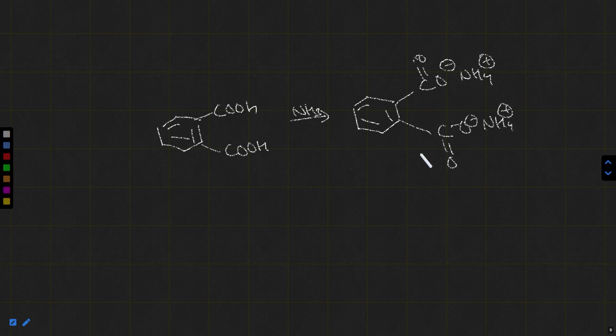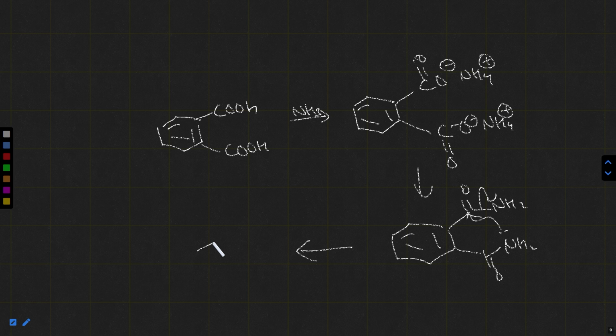Now it will be further converted into amide upon hydrolysis. Okay, now this will attack here and it will kick out this thing in the form of ammonia, and you will get your phthalimide.